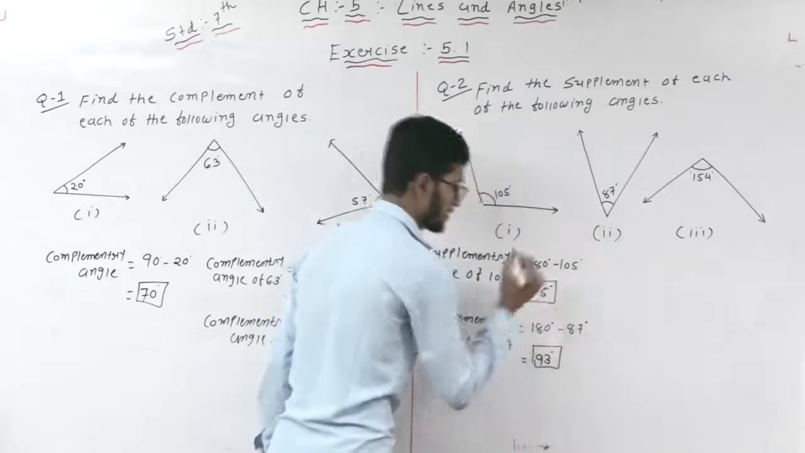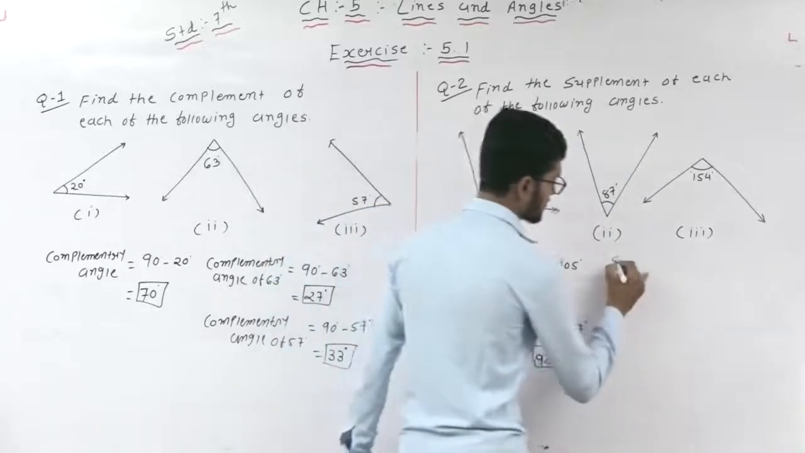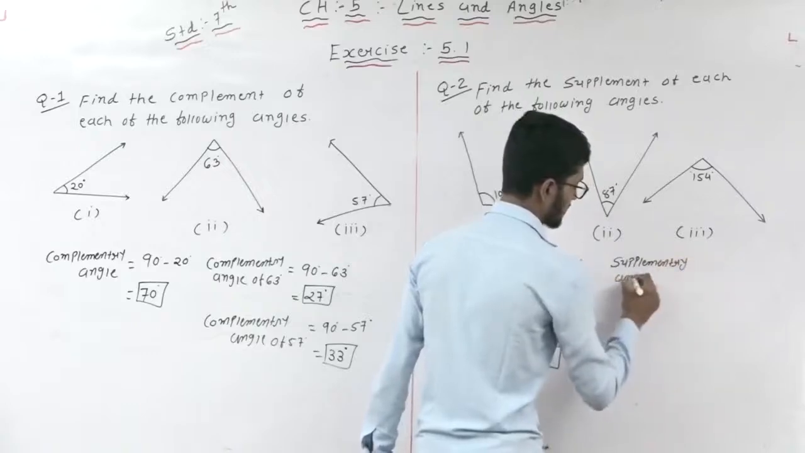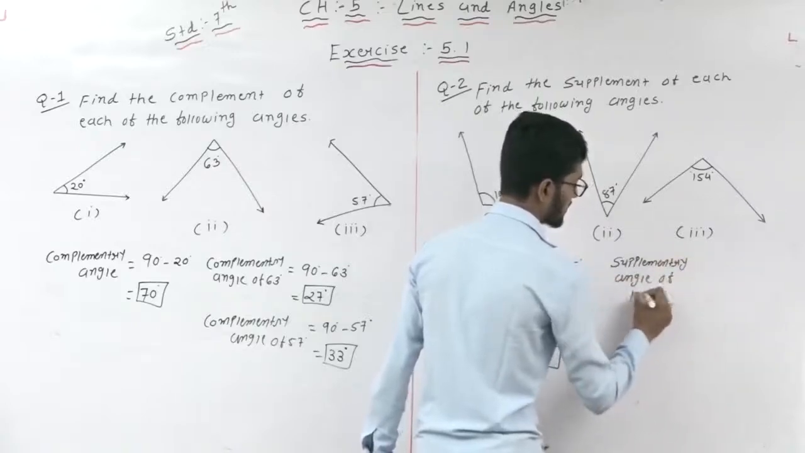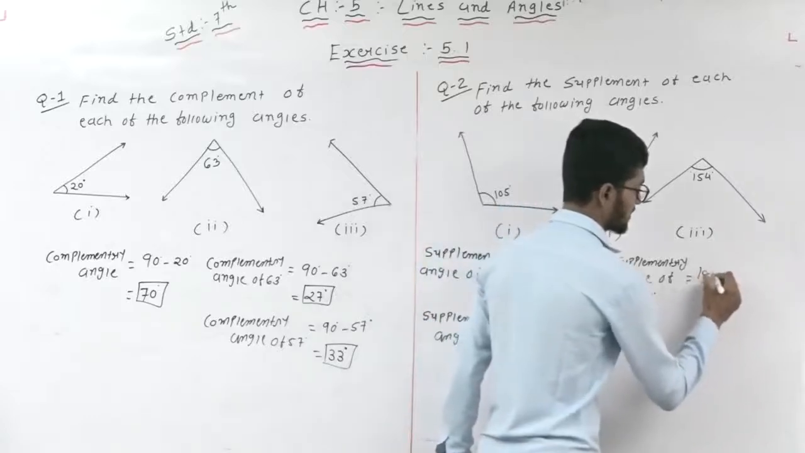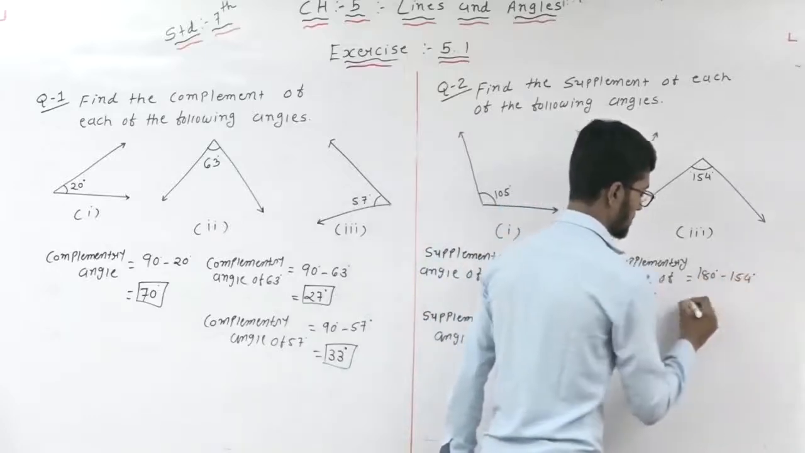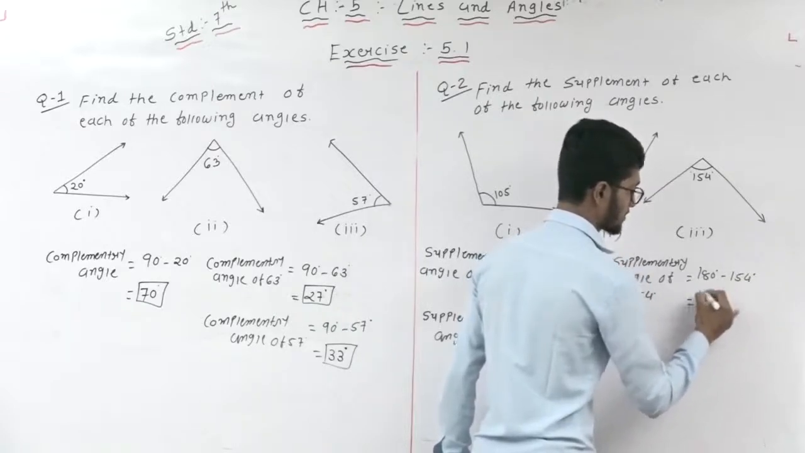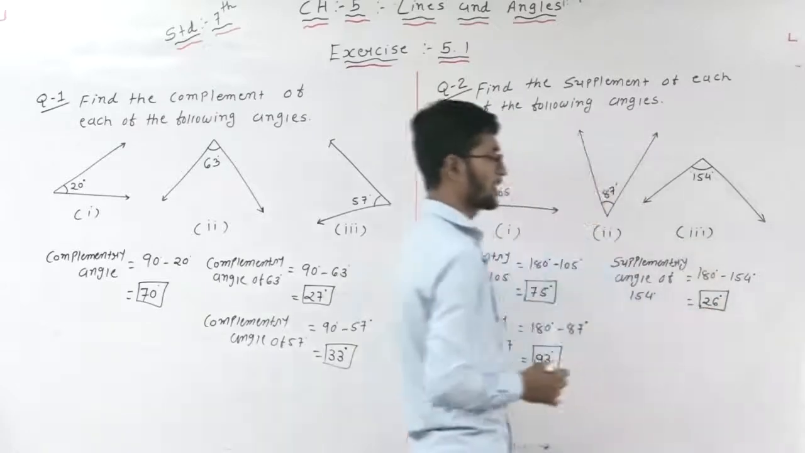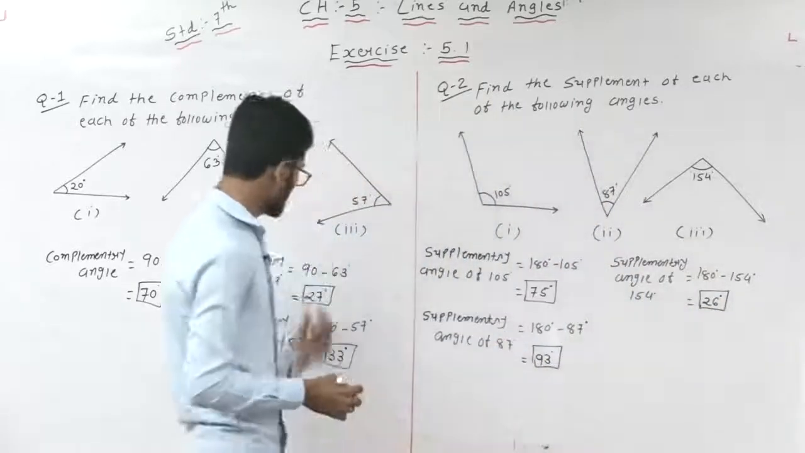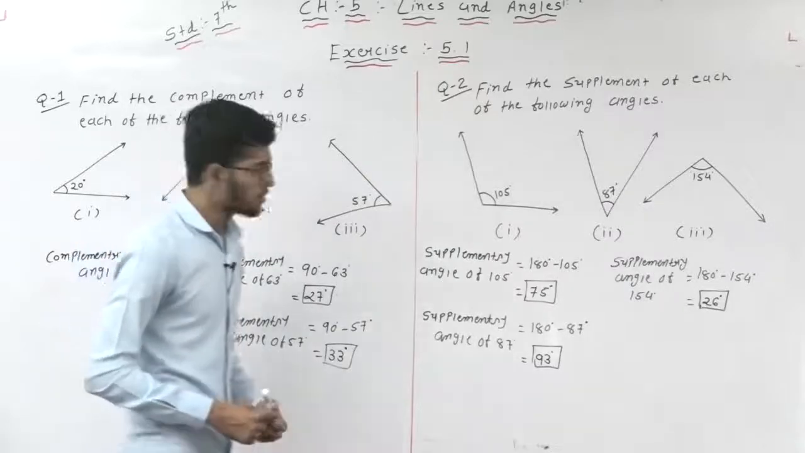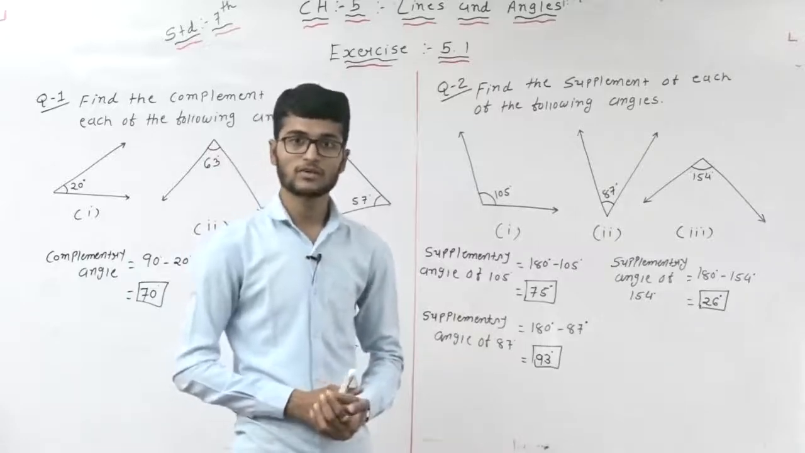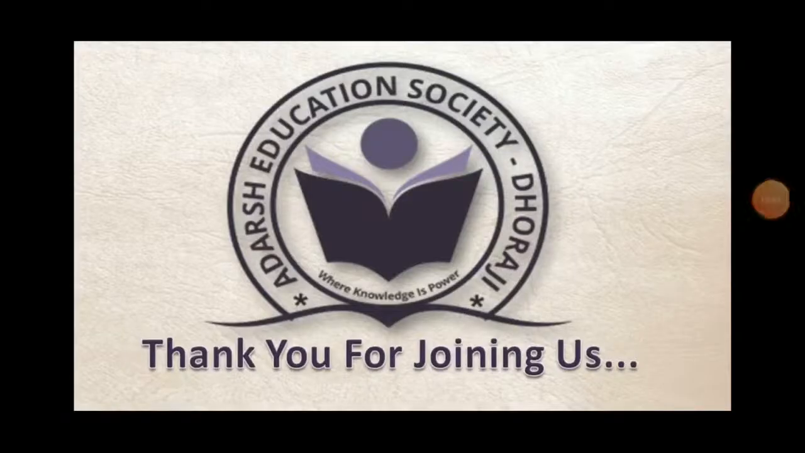Here it is 75. And the third one, the supplementary angle of 154. So 180 minus 154. Our answer is 26. Right? So these are the supplementary angles and those are the complementary angles. So understand how to find the complementary angles of the given angles and how to find the supplementary angles of the given angles. Okay? Now thank you for joining us.